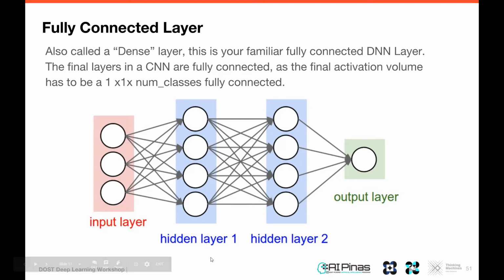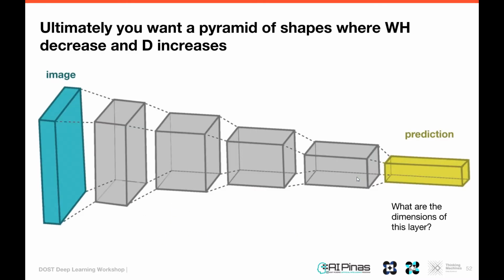And ultimately, you want your very final activation volume to be 1 by the number of classes, and that is a fully connected layer. So the very final layer in a CNN will almost certainly be a fully connected layer. So ultimately, just keep this in your head. You want a sideways pyramid of shapes where the width and height decrease and the dimension decreases as your activation volume moves from input into your prediction layer.